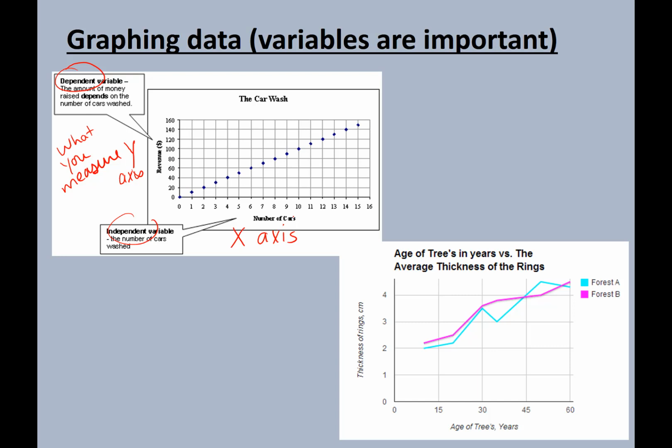So revenue versus number of cars. We're going to change the number of cars and we're going to measure how much money we make, right? The revenue, the amount of money we make, depends on the number of cars. Same with down here. I know it's hard to read. Thickness of rings for a tree, trees years. Okay, we're going to look at trees at these different number of years and we're going to measure how thick the rings are. So the thickness of the rings depends on how old the tree is.